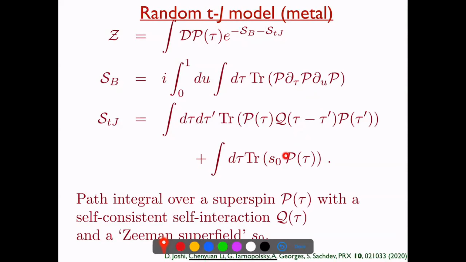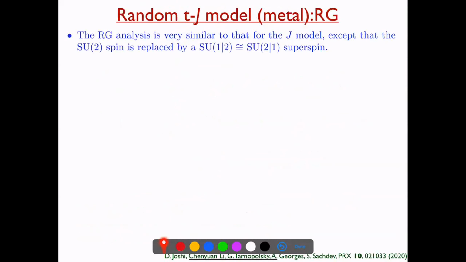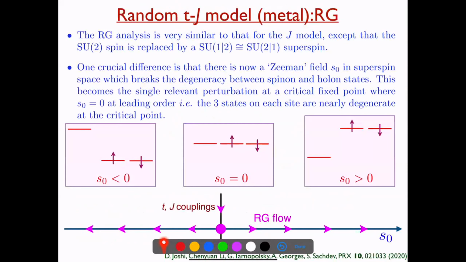And what is this S0? Well, this is just like a Zeeman field, which changes the energy between the bosonic, between the hole states and the fermion states. So when S0 is less than 0, then the spinons are lower in energy. When S0 is bigger than 0, then the holons are lower in energy. So this is an additional term that you find.